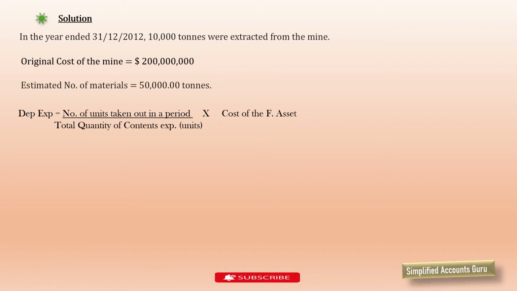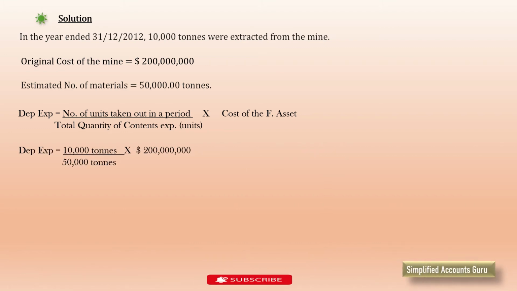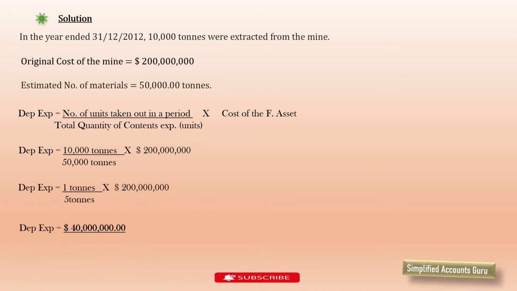Do we have that? Yes, we have 10,000 tons extracted from the mine in the year ended 31st December 2012. So that becomes the number of units taken out in the period that we are looking at. Take 10,000 and place it in the numerator, and for the denominator we use the total quantity of contents expected in units. The estimated number of materials is 50,000 tons. So we have 10,000 tons divided by 50,000 tons multiplied by $200 million, and you will have 1/5 times $200 million. Then your answer will be, the depreciation for that financial period is $40 million.